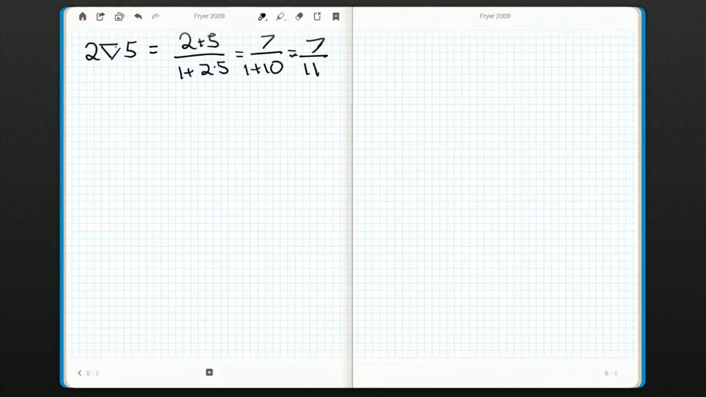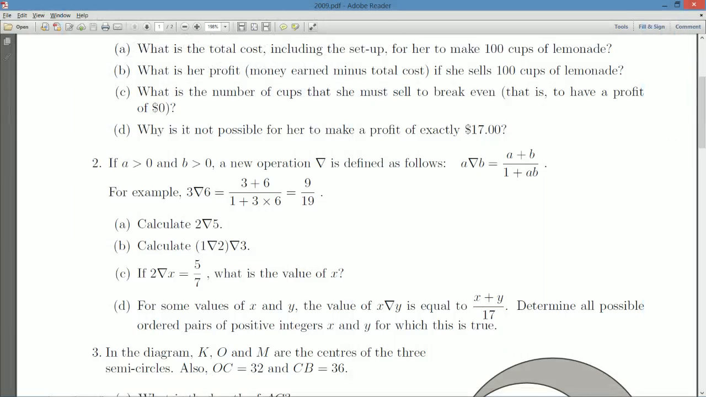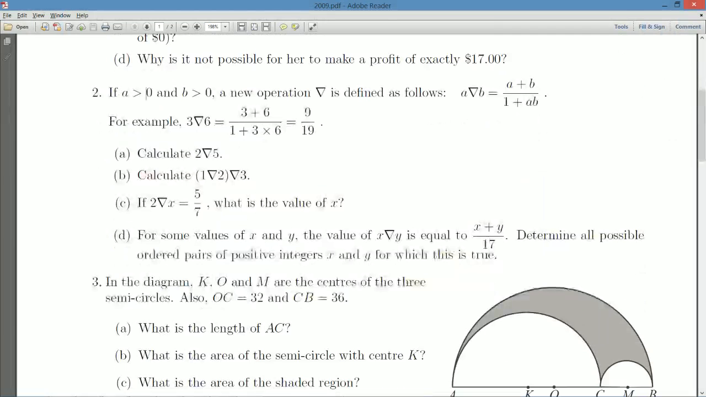But 7 over 11, we can't reduce that anymore. It's already in reduced form, so we're done. 7 over 11 is 2 triangle 5. So that's A part. A part just getting us used to the problem, used to our new operation that we've defined. More stuff will come later.